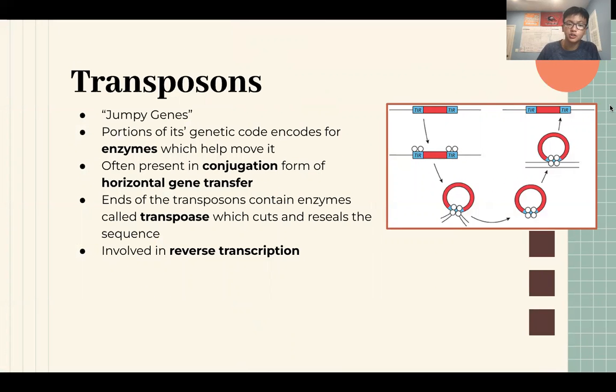Transposons are jumpy genes, because they encode enzymes for themselves, which allows them to move, and this helps them move in horizontal gene transfer. The genes program for enzymes which cut themselves away from their original sequence, cut the new target sequence apart to give it space, and then paste themselves in using glue.